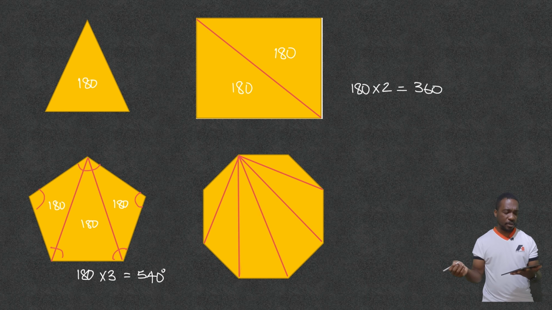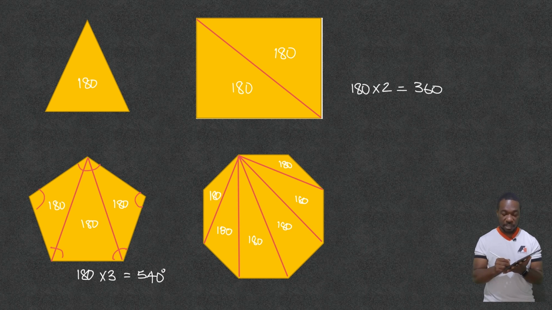Now, I have got an octagon. It's got 8 sides there and 8 angles. But when you count the number of triangles in there, there are 6 triangles in here. So there's 180 here and there and there and there and here and here.